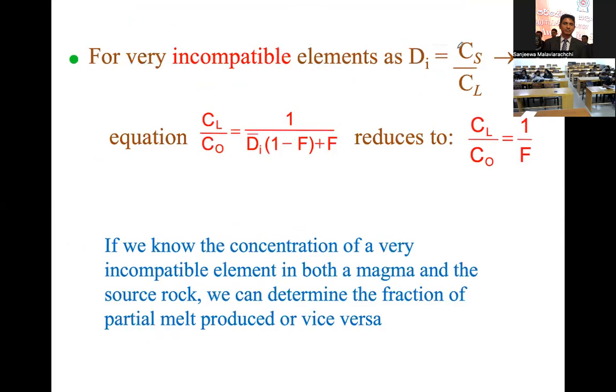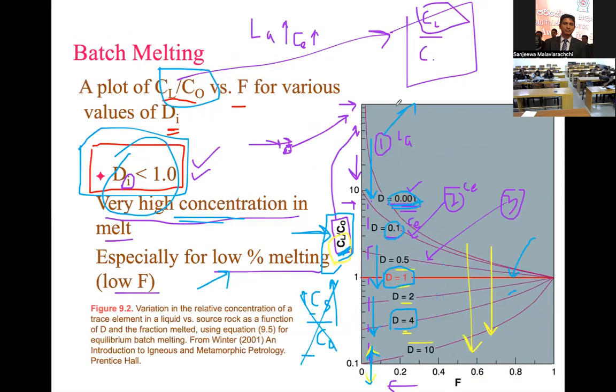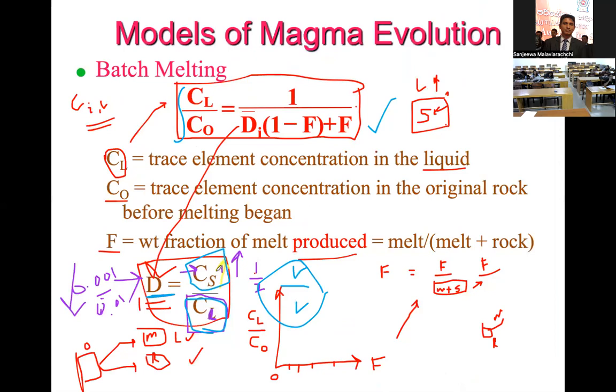Okay, right. So I think we have already discussed this for very incompatible elements, right? Highly incompatible elements, where D is always less than 1, isn't it? Remember, for highly incompatible elements, you get D less than 1, right? If it is very, very high, how is this D defined?